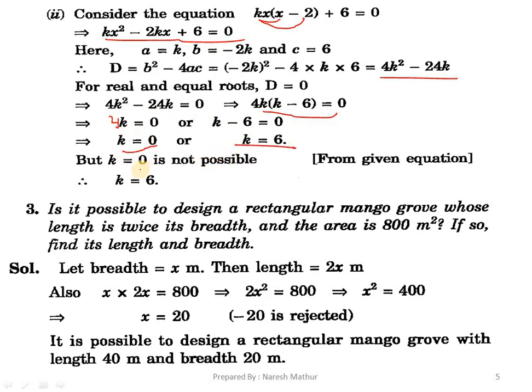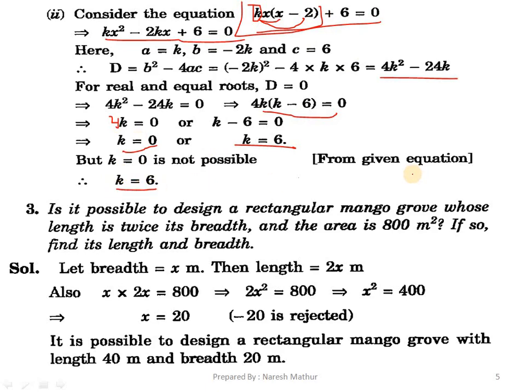But k equals 0 is not possible, because in this question if we put k equals 0 here, the whole term will become 0, so it will not be a quadratic equation. Therefore we'll consider k equals 6 only.